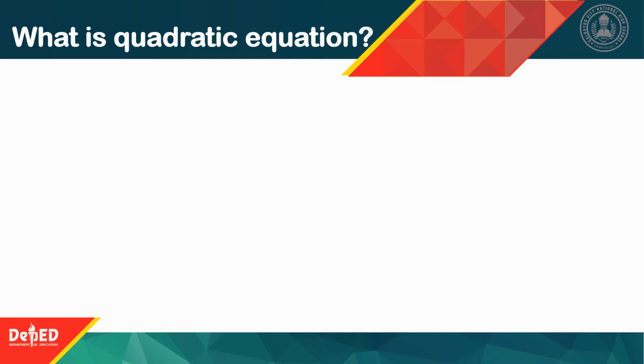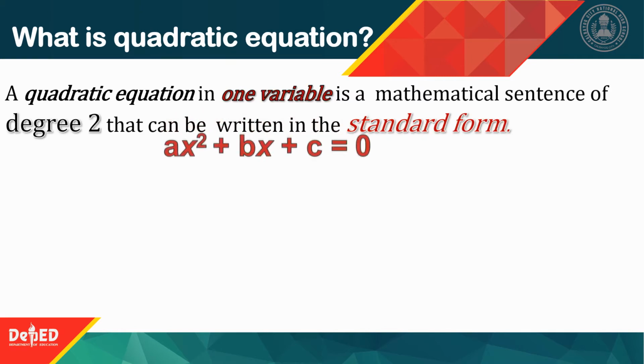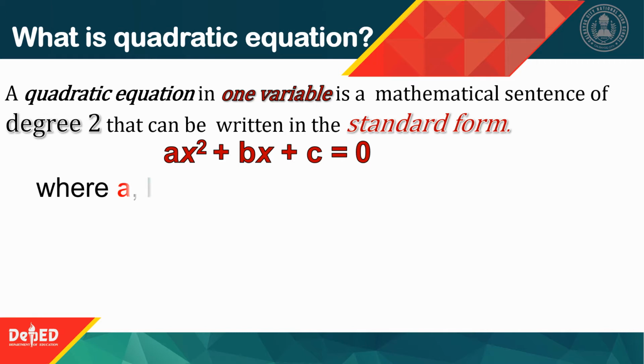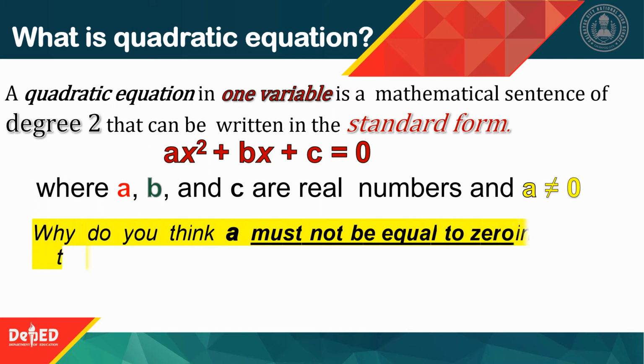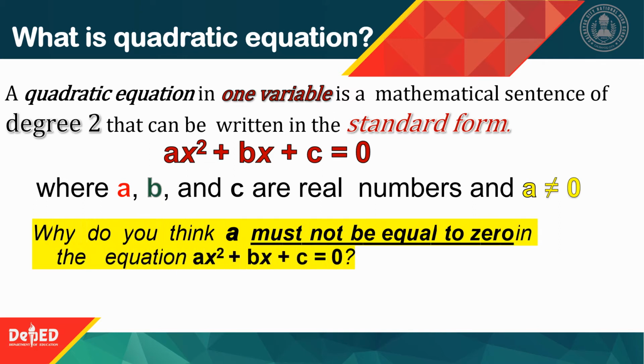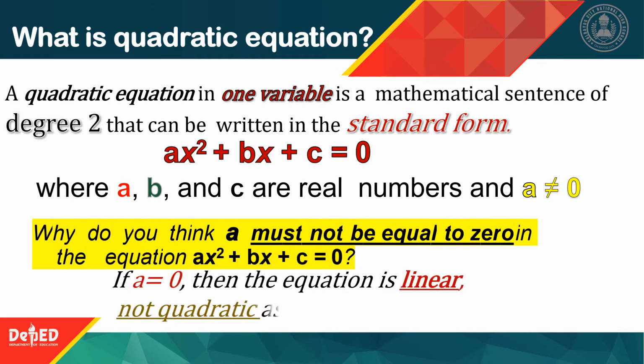What is a quadratic equation? A quadratic equation in one variable is a mathematical sentence of degree 2 that can be written in standard form: ax squared plus bx plus c is equal to 0, where a, b, and c are real numbers and a should not be equal to 0. Why do you think a must not be equal to 0? In the equation ax squared plus bx plus c is equal to 0, if a is equal to 0, then the equation is linear, not quadratic, as there is no ax squared term.